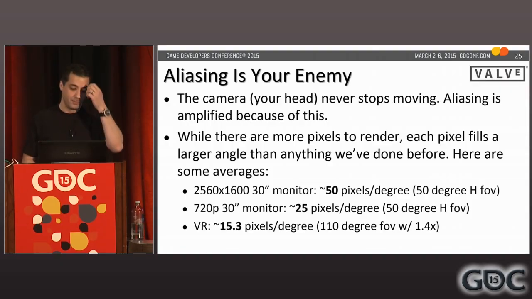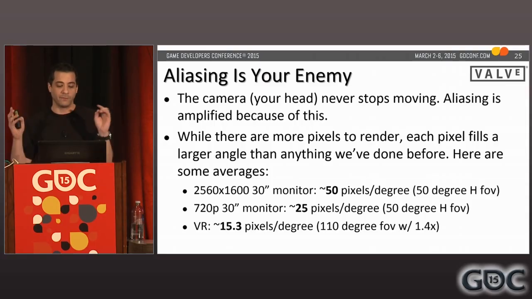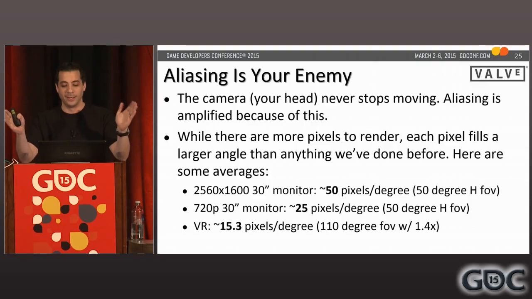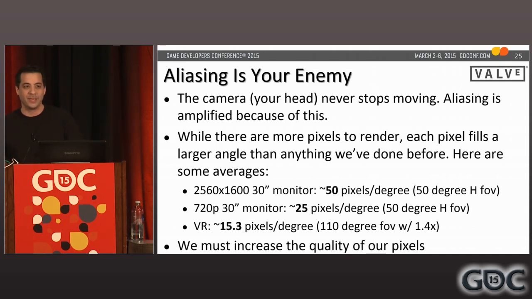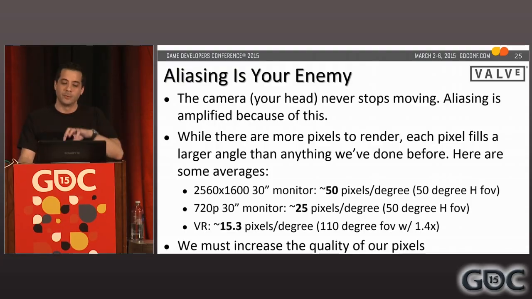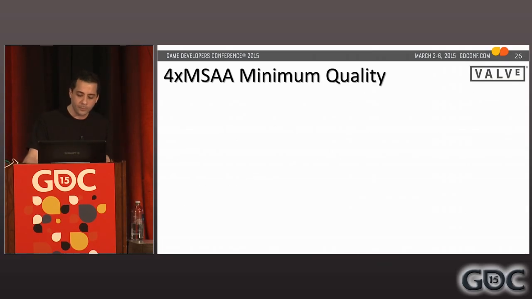In VR, with a 110-degree field of view with a 1.4x render target scaler, you're getting only 15.3 pixels per degree. I had to add the 0.3 to feel good about myself. But you get 15.3 pixels per degree. It's pretty low res compared to anything else we've rendered. And so it really makes you take a step back and realize we have to increase the quality of our pixels in addition to having to render a ton more of them. So we have to make a few different sets of trade-offs that we would otherwise not make in our renderers, I think. So first things first, let's talk about edge anti-aliasing.